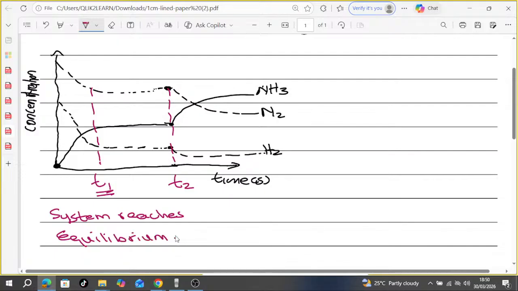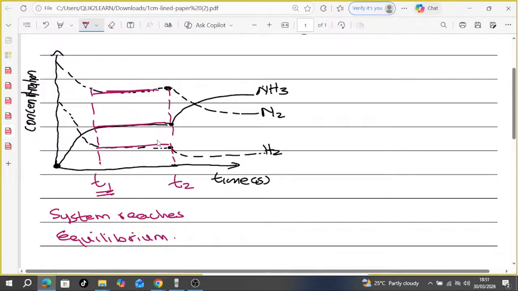Why is it at equilibrium? Because the concentrations of the products and the reactants are constant. Please listen. The concentrations here are constant. Constant does not mean equal. We are not saying that they are equal. Most of the time, learners say that at equilibrium, the concentration of products and reactants are equal. No, that's not true. They are constant. Constant does not mean equal.